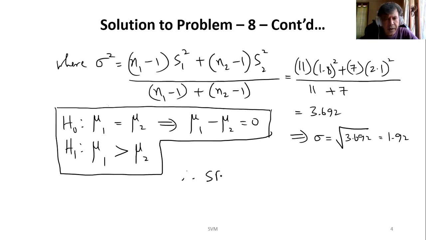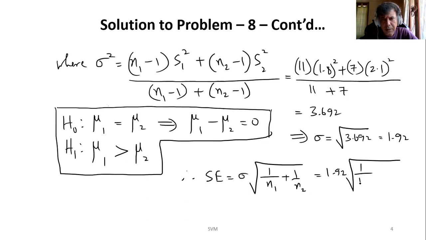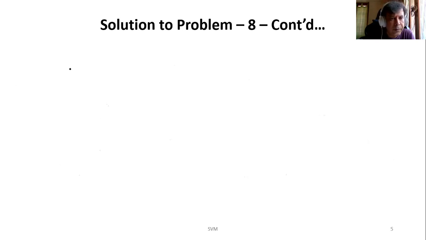Therefore, standard error, which is sigma times root of 1 by n1 plus 1 by n2, will be 1.92 times root of 1 by 12 plus 1 by 8. If we calculate this, we get the value as 0.876. Now we have to find the t calculated value.